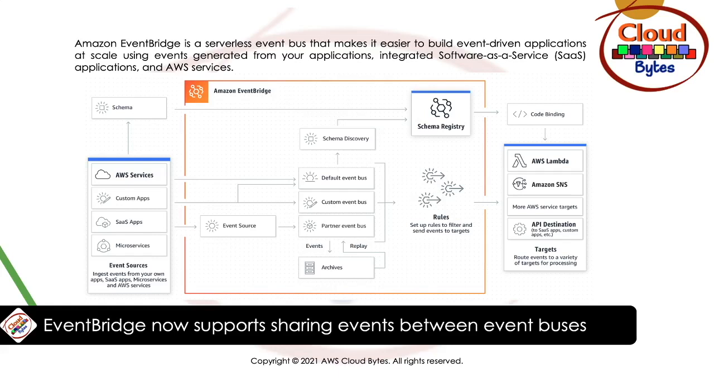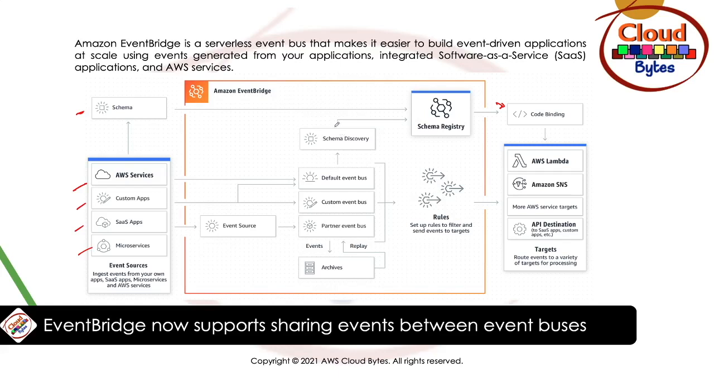So if you look at the picture that I have pulled from AWS documentation, on the left side you have AWS services, custom app, SaaS application, microservices, and then you have a schema. Now, all of these are putting their schema here, which goes to a schema registry, and that information is here. And you have these putting all the events, so basically getting all these events in. Then you can have different kinds of buses. You can have a default bus, you can build a custom bus, or you can even have a partner event bus where it raises an event.